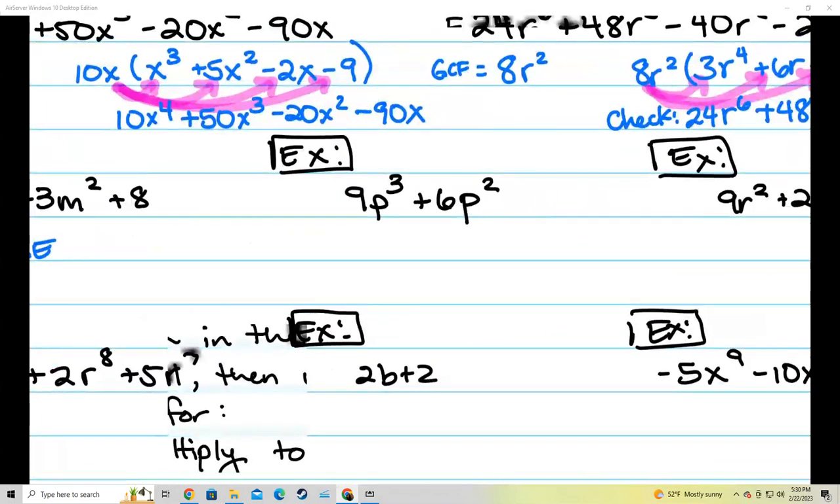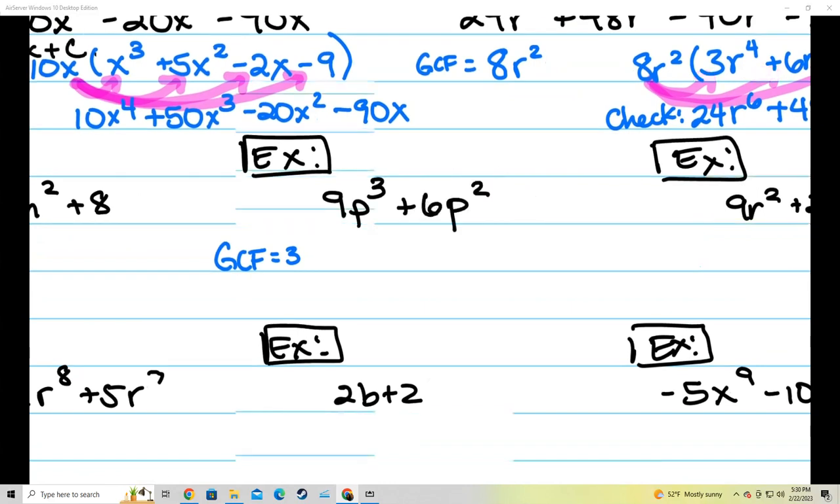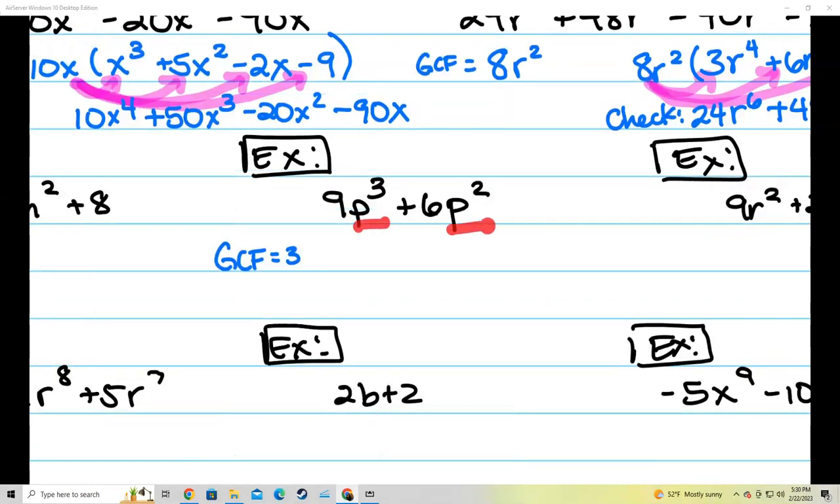The numbers. Let's worry about the numbers first. What goes into 9 and 6? Well, that would be the number 3. And as far as variables, how many p's can I pull out? Well, I can pull out 3 from here and then 2 from here. This is the one that's going to be limiting me, so it's going to be p squared. Now that I know my GCF is 3p squared, let's go ahead and factor it out. I'm going to write 3p squared. How do I get it back?